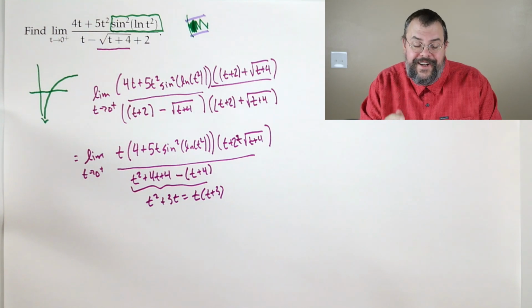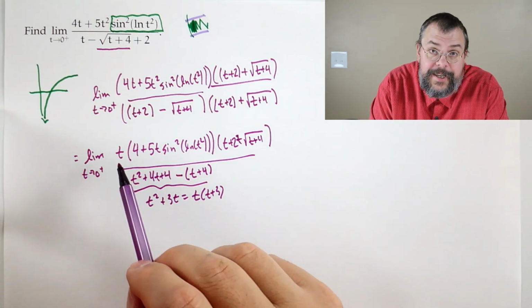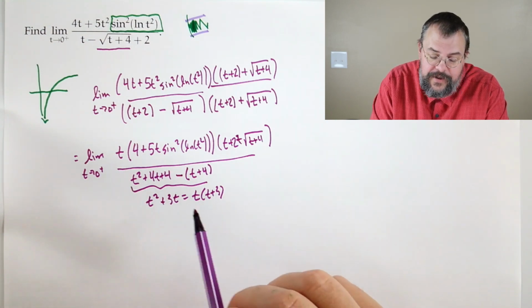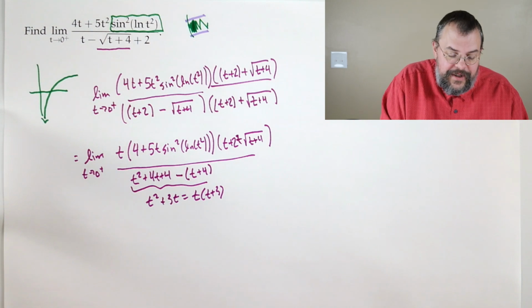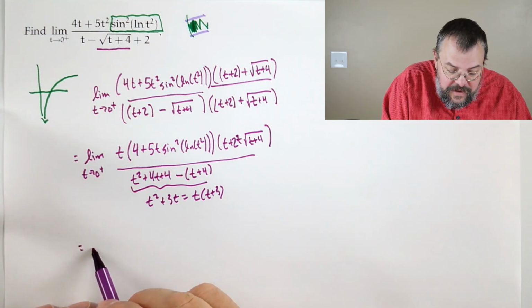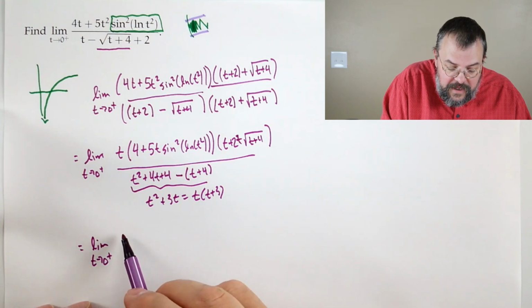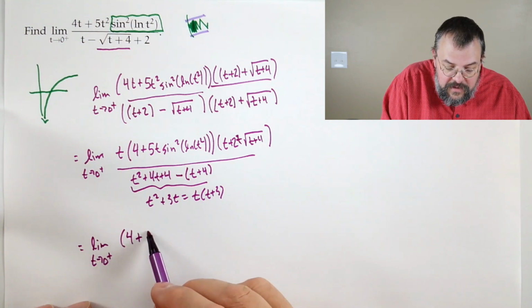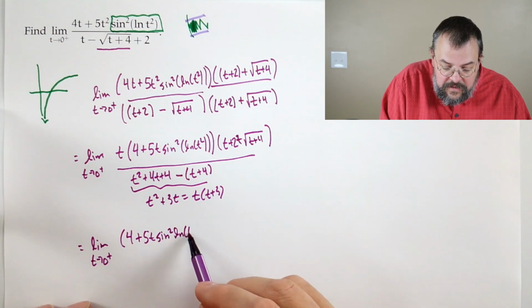What do you see there? There's a t. There's a t. So we have two t's, one upstairs, one downstairs. We can cancel them out. So this is our limit as t goes to 0 from above of 4 plus 5t sine squared log of t squared.